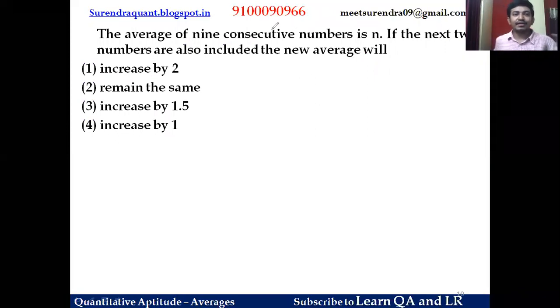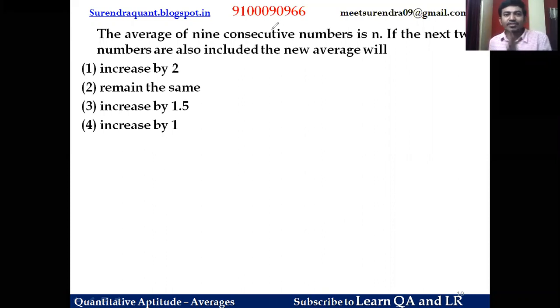Next question. The average of 9 consecutive numbers is given. If the next 2 numbers are also included, the new average will what? Will increase by 2, or remain the same, or increase by 1.5, or increase by 1? Actually, you can answer this question with some ease. Let me tell you the actual process behind solving.